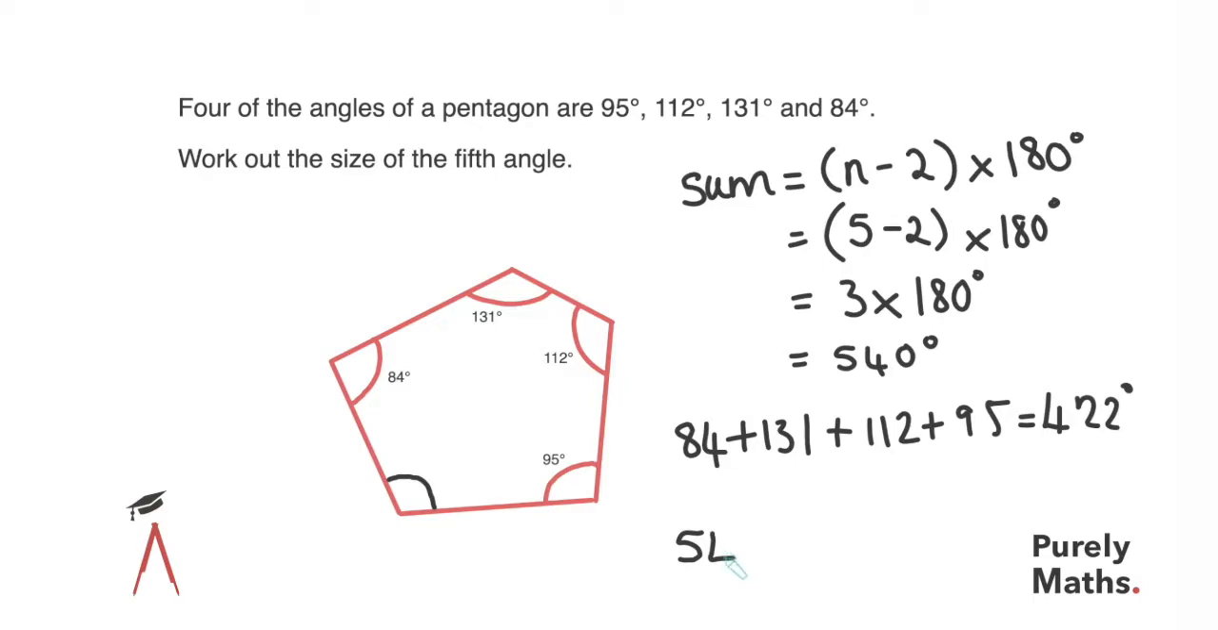So 540, which is all 5 of them, subtract 422, which is the other 4, to work out my missing angle. So 540 subtract 422, that gives me 118. So this angle here is 118 degrees.